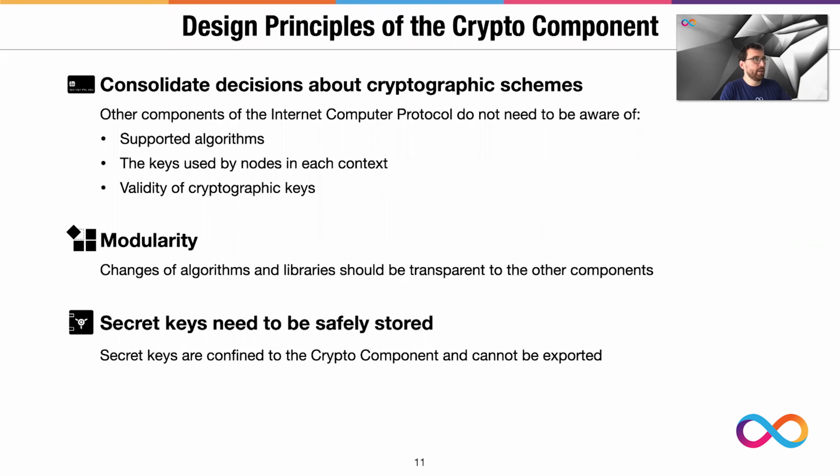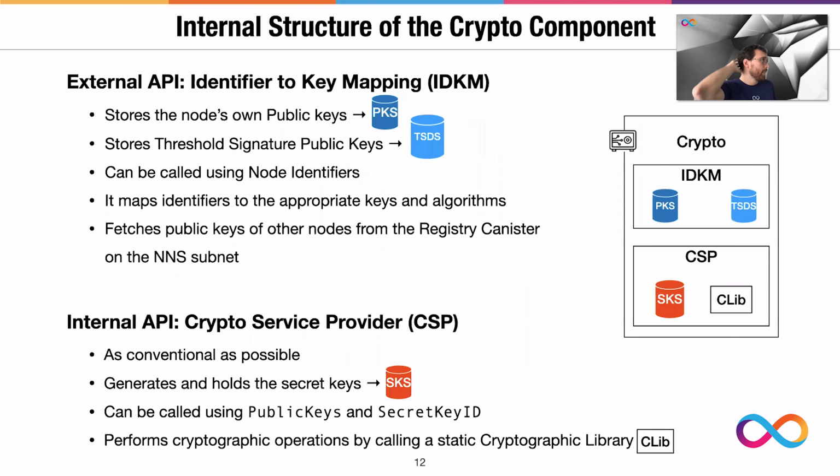Right. So now that we have looked a little bit at the high level of the motivation for having a crypto component in the Internet Computer Protocol, we can look a little bit inside at how the crypto component is structured. At a high level, we can see that the crypto component consists of two main layers.